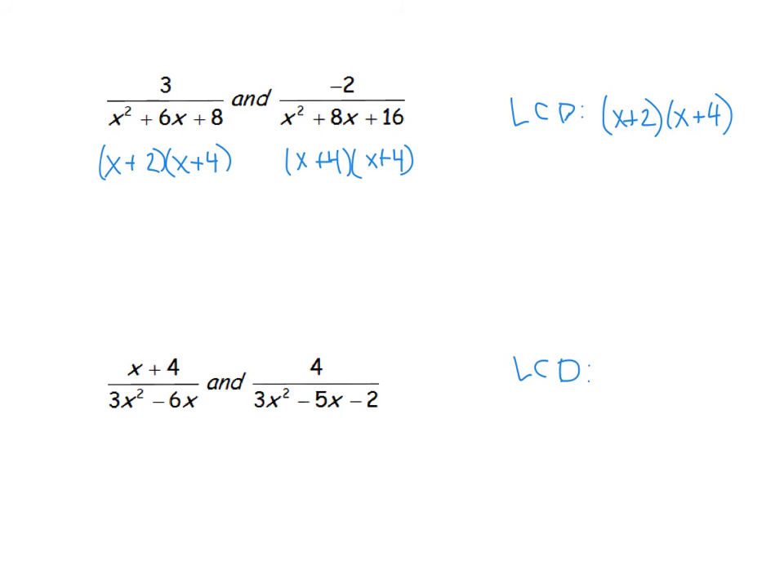Now this part is a little tricky, so pay attention here. I already have this factor of x plus 4 in my LCD. Do I have another factor of x plus 4? No, I don't. So I do need to include another x plus 4 in this one. So hopefully you have that additional x plus 4. You definitely need it. All right, the other one, hopefully you factored out a 3x.